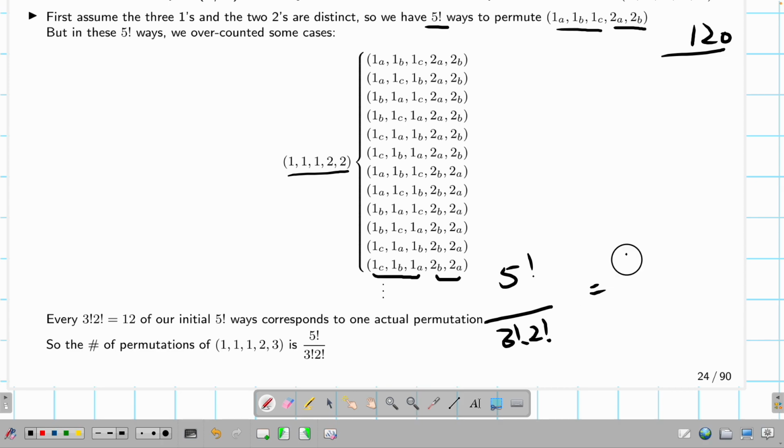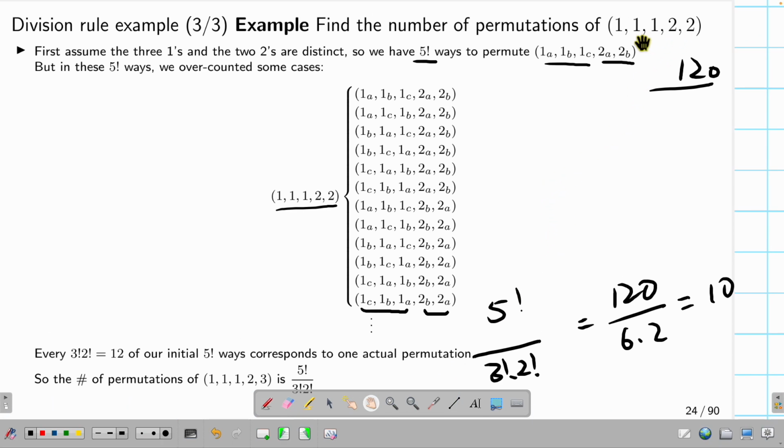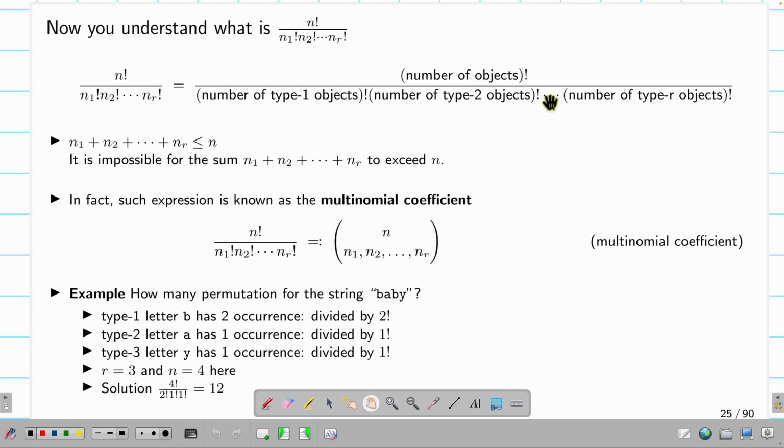So what's the number? 5 factorial is 120. 3 factorial is 6. 2 factorial is 2. So in the end, I have 10. Okay? So that's the number of ways you can permute 1, 1, 1, 2, 2. Okay? You should now understand what this formula is.